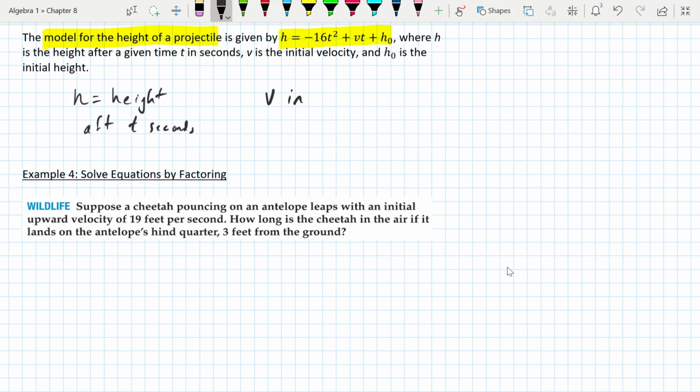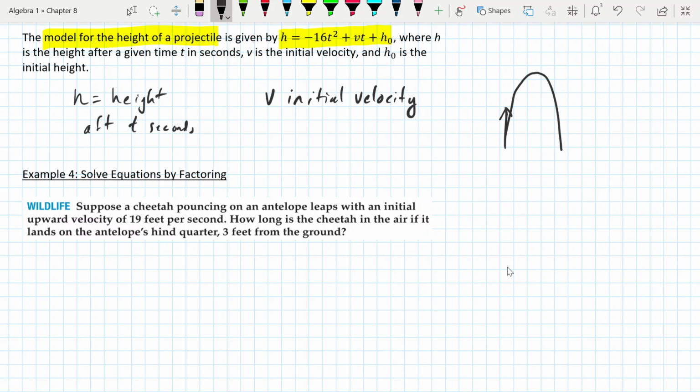v is the initial velocity, which basically means how fast you're going when you launch. Think about a model rocket. It goes pretty fast, right? It's got a pretty fast initial velocity, but it's not fast enough for the rocket to go into space if it's a model rocket. It just goes up for a little bit and then comes back down.